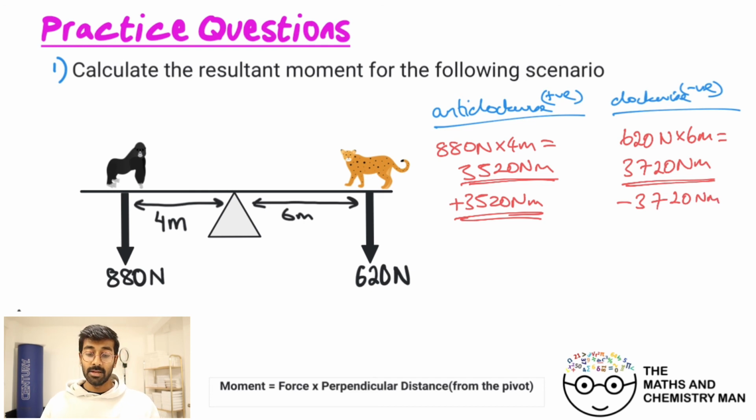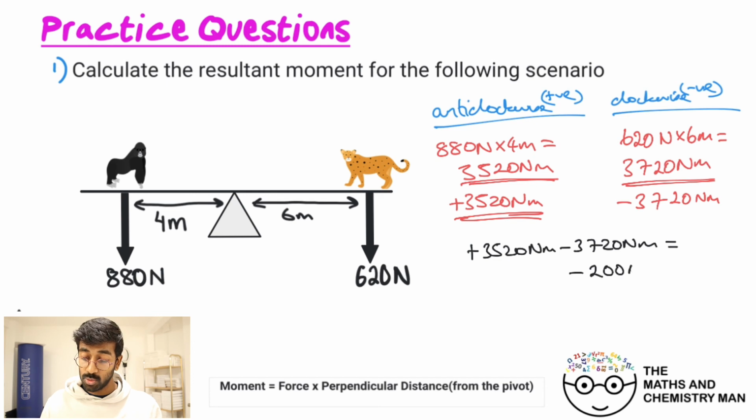There we go. Now to find your resultant moment, we just add these two together. So positive 3,520 Newton meters, take away 3,720 Newton meters, and overall, hopefully, you've got a value of negative 200 Newton meters. And what does this actually mean? Well, it actually means that the leopard is going to cause the seesaw to tip downwards. Not what we would have expected, but there we go. That's how the calculation has come out.